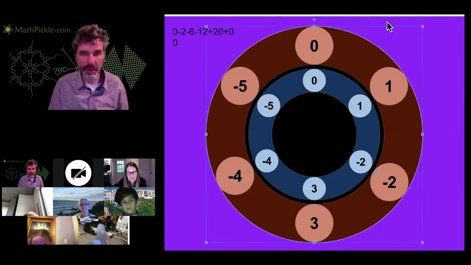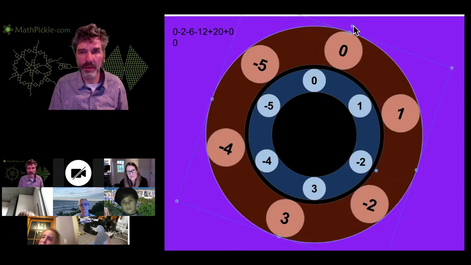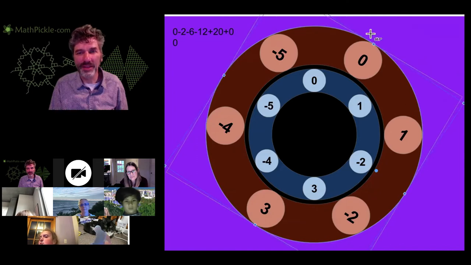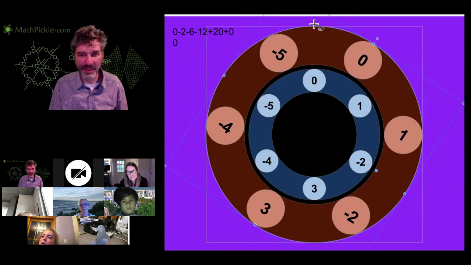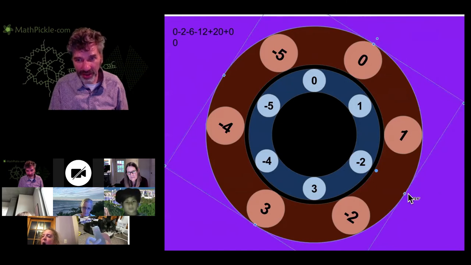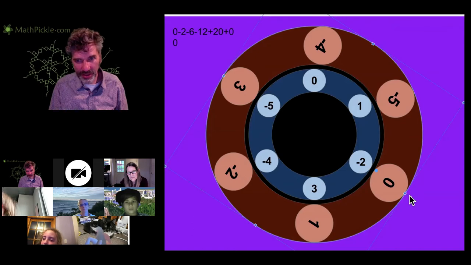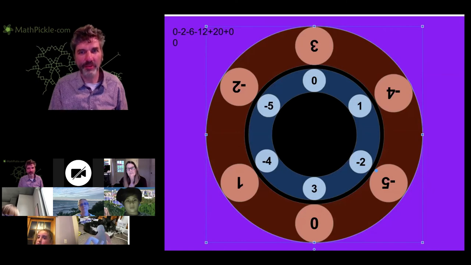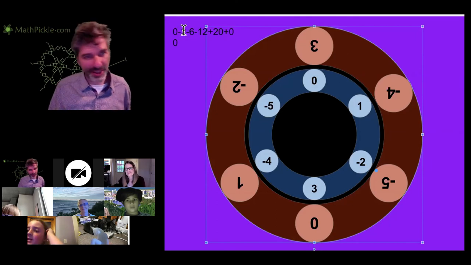I want the negative 5 and the negative 2. So you want it over here, like that? One more. Okay, like that? Yeah. So you guys have to become expert at reading numbers upside down. That's one of the joys of this puzzle.